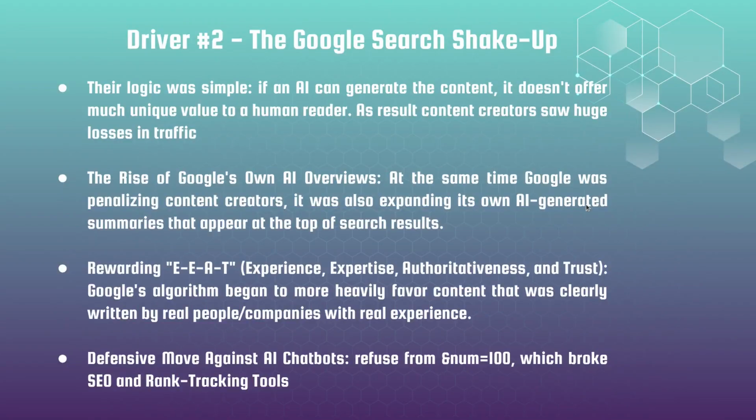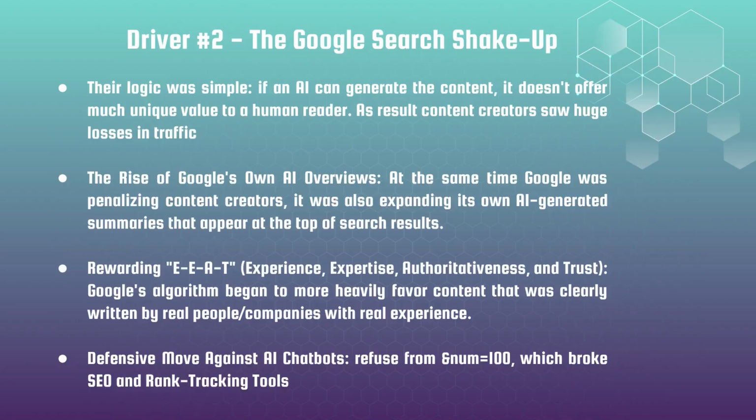So what has changed? The logic was quite simple. If AI can generate some content, it means that it does not offer much unique value to a human reader. As a result, content creators saw huge losses in traffic, and vice versa, from another side, Google promoted its own AI overviews, expanding its own AI-generated summaries that appear at the top of search results.